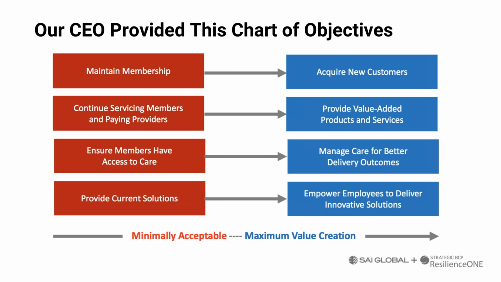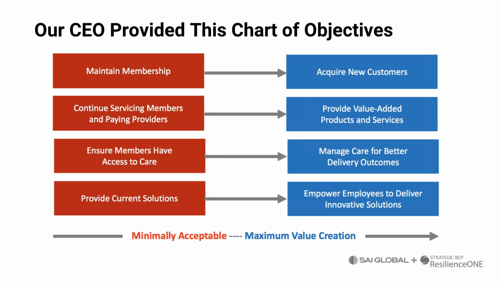So we always have, and everybody has heard this now from our health insurers, manage care for better delivery outcomes. How can we do that? Provide our current solutions. We're doing pretty well right now, right? Pretty homogeneous within the healthcare industry. No, we want to empower our employees to deliver those innovative solutions. What are the business processes that are supporting that? Where do those lie within these different organizations?